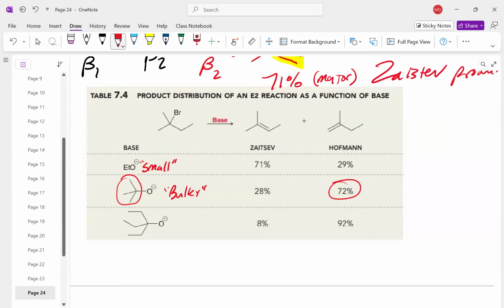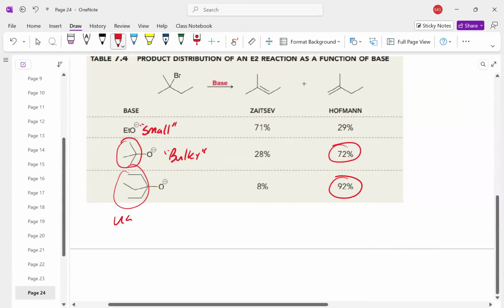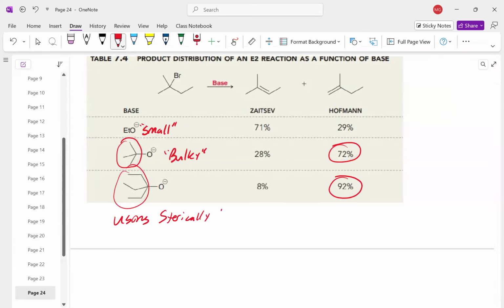Notice now how the Hofmann product predominates. The product distribution basically flips. And if we use a really, really bulky base, then we almost get the Hofmann product exclusively. So using sterically hindered bases favors the Hofmann product.